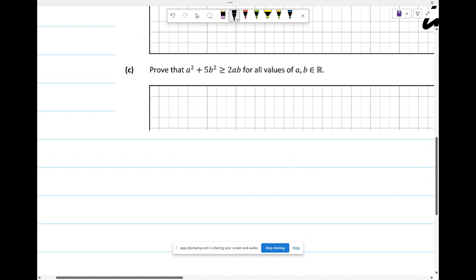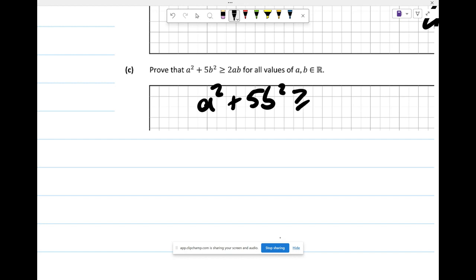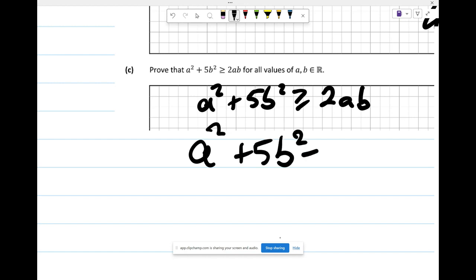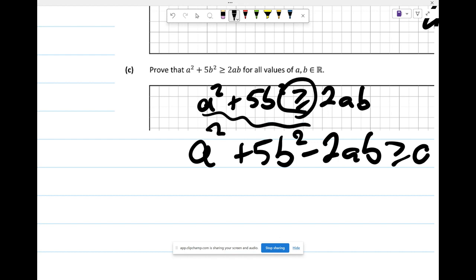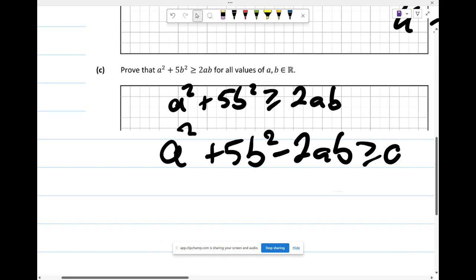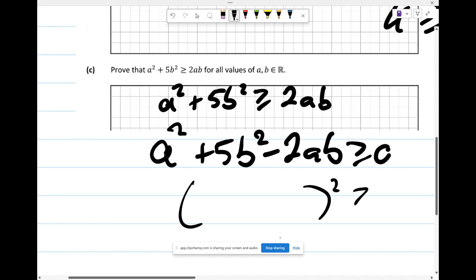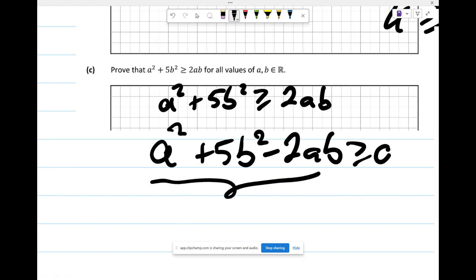So we see that we have a squared plus 5b squared is greater than or equal to 2ab. Okay, so we want a 0 on one side. Probably the easiest side to get the 0 on is this side, just because we only have to minus the 2ab. So let's minus the 2ab, and that's greater than or equal to 0. Also, we'll pick this side just because this is the way our inequality is facing, and we want our square number to be greater than or equal to 0, because that's how it works.